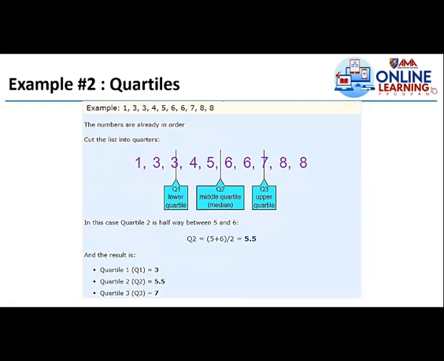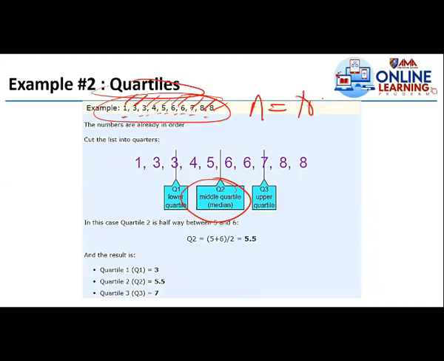On this case, naka-arrange na siya. So, 1, 3, 3, 4, 5, 6, 6, 7, 8. So, to get the quartiles, kunin mo muna yung median ng set, yung quartile 2. So, to get the median, count the number of population or data. 1, 2, 3, 4, 5, 6, 7, 8, 9, 10. Therefore, yung n natin is 10, which is even.